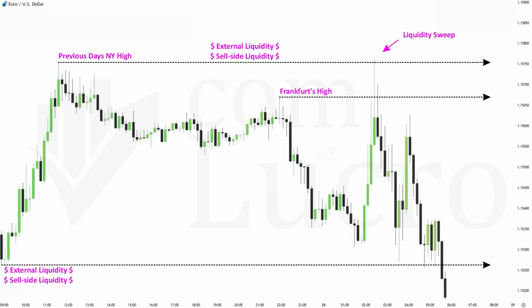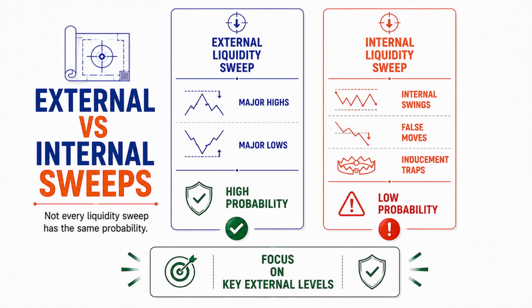This is one of the most effective liquidity models because the market repeats this behavior every single day. It provides a clear framework for building a structured trading plan and aligning with institutional flow, instead of trading against it. There are two primary types of liquidity sweeps. The first is a sweep of major external liquidity levels. These offer the highest probability setups and should always be the main focus. The second type is a sweep of internal liquidity levels. These carry much lower probability and are where most traders get caught in false moves and inducement traps.